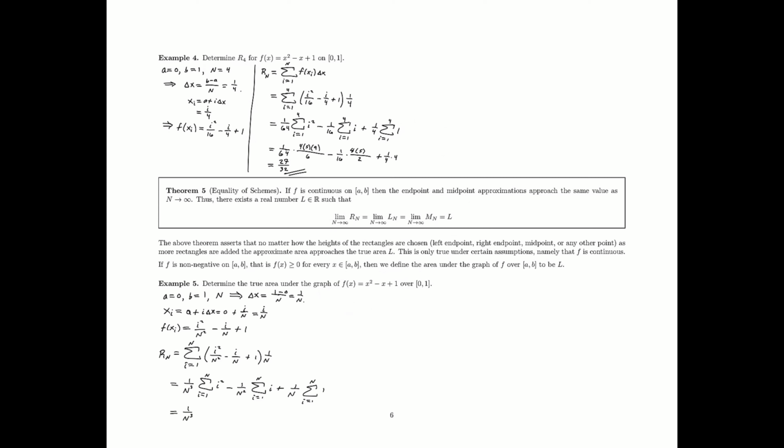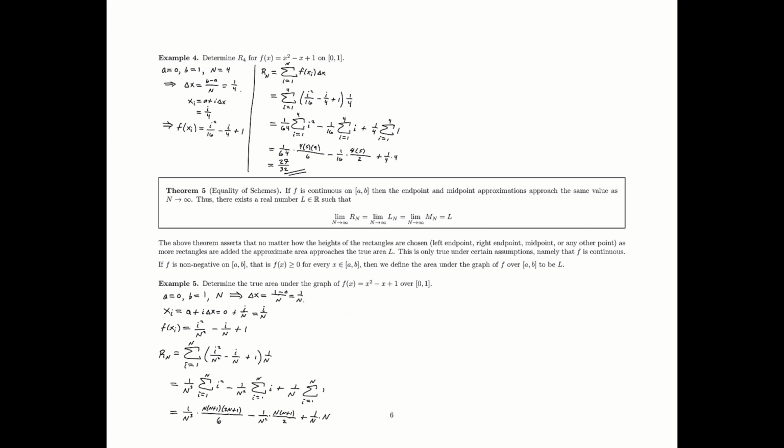So using our power sum formulas, this one should turn into n times (n plus 1) times (2n plus 1) all over 6, minus 1 over n squared. The power sum formula here is n times (n plus 1) over 2, plus 1 over n. The power sum formula here is just n.